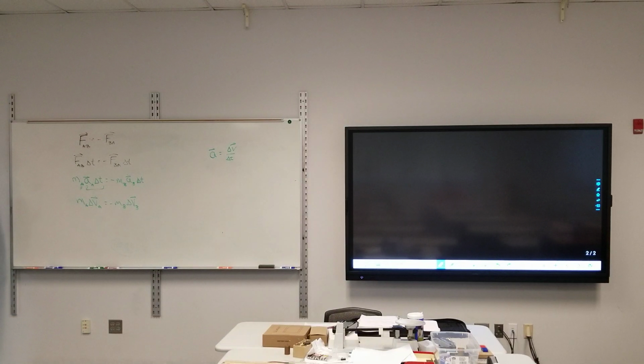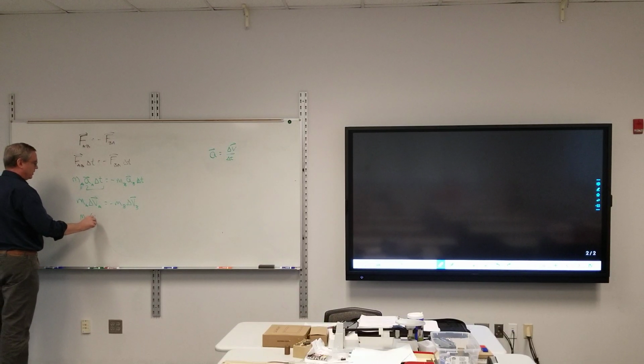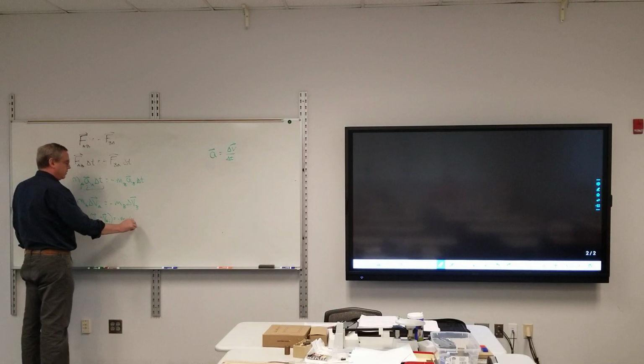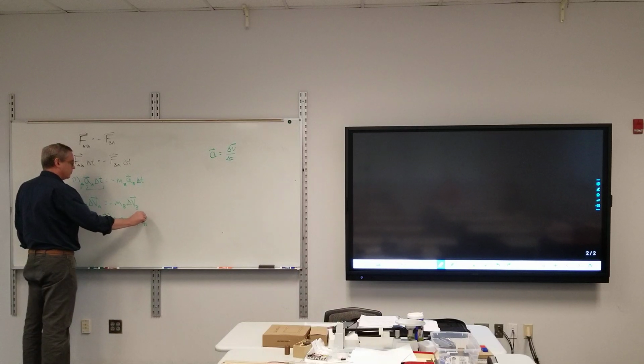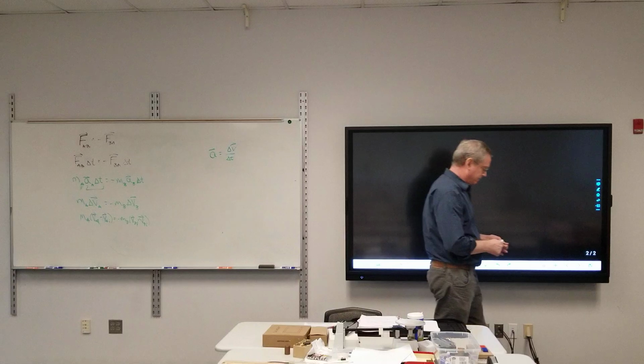When you're finding change, how do you do it? Final minus initial. Yeah. So we have m_A times v_A final minus v_A initial is equal to negative m_B times v_B final minus v_B initial. The vector symbols are still there because we are dealing with vector quantities.